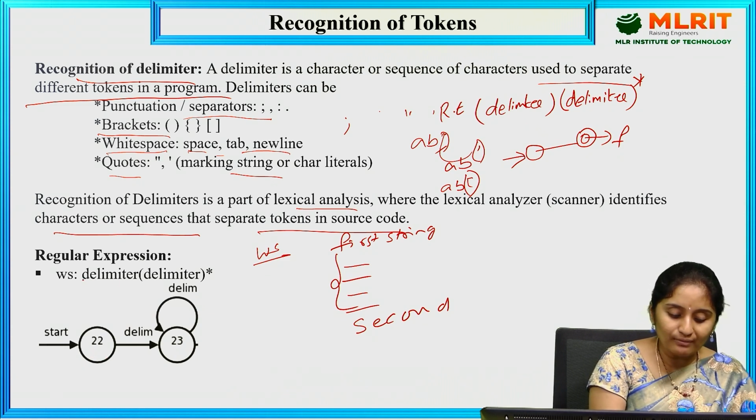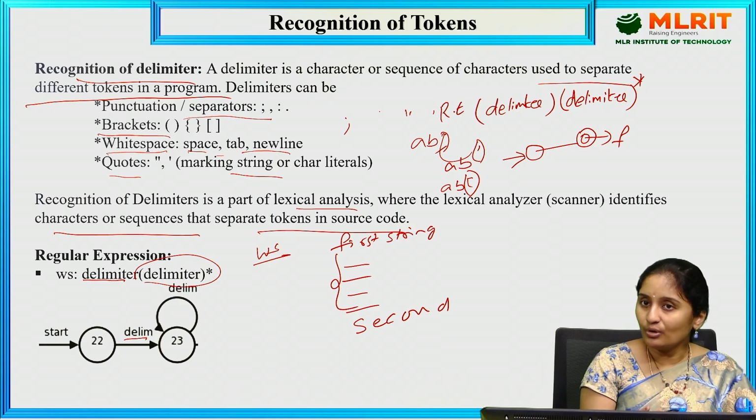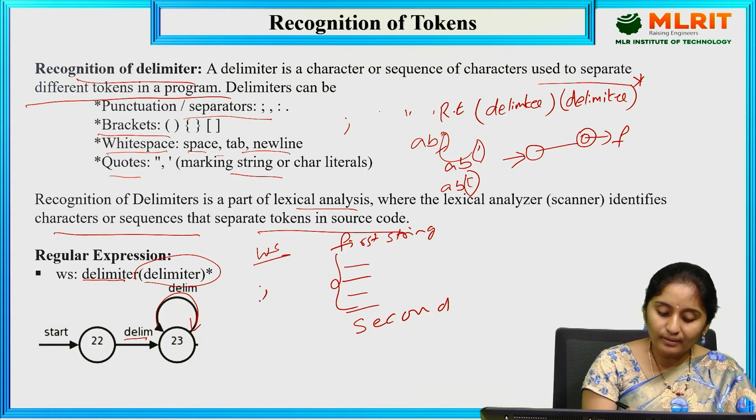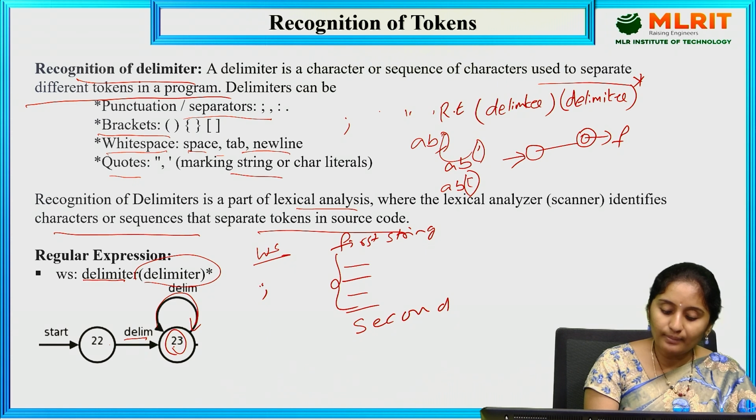First I have delimiter. So I am moving from one state to another state with a delimiter, and then I have delimiter whole star. Delimiter whole star means I can have zero delimiters or more delimiters. That we are going to represent with a whole star delimiter. Let me take an example, this semicolon. It comes to the start state 22, and it reaches the final state. So one delimiter is accepted.